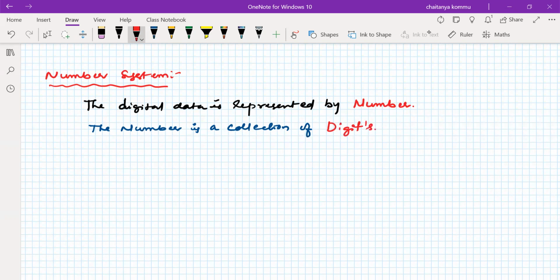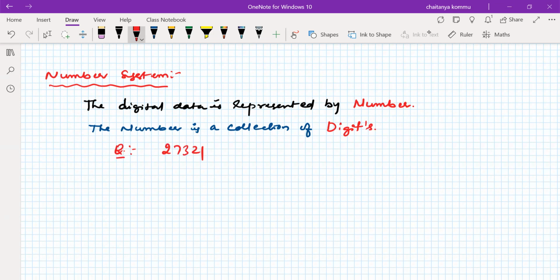What do you mean by a digit? Normally, if you look at your hand, you can find 5 fingers. So one finger we can call a digit. How many digits are there in our hands? 10 digits. So a number is a collection of digits. For example, 2, 7, 3, 2, 1. 2 is one digit, 7 is one digit, 3 is one digit, 2 is one digit, 1 is one digit. So it's a collection of digits. This is an example of a number.